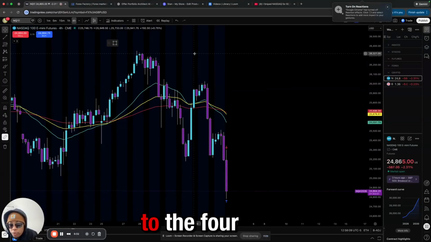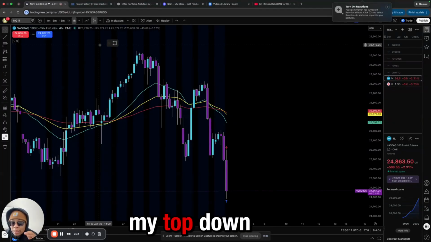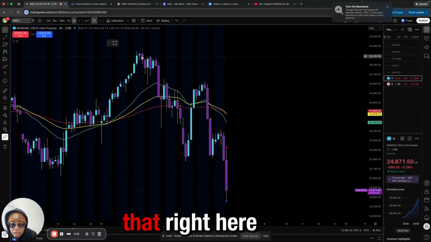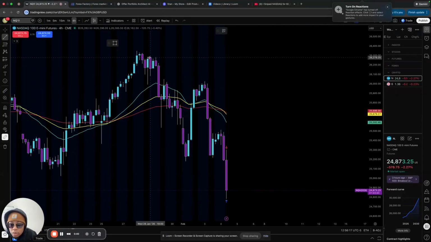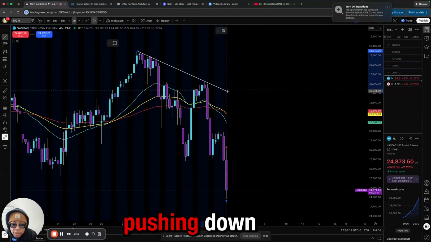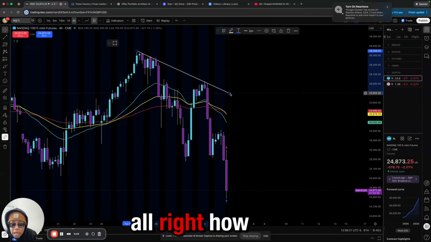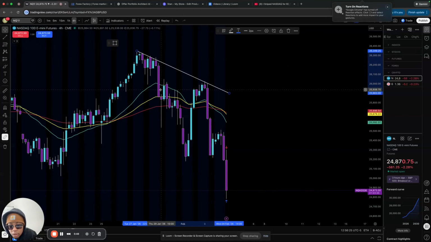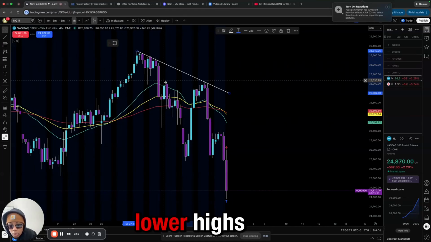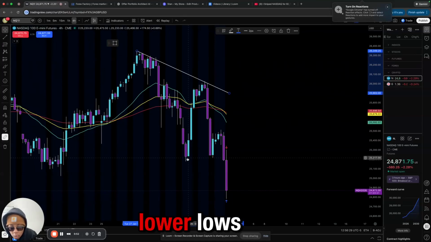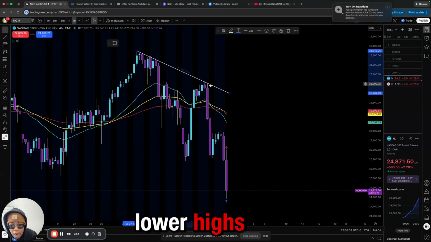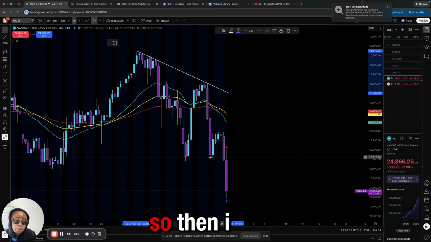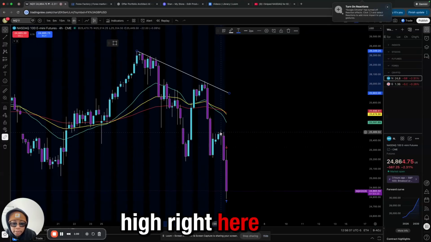So I come to the 4-hour time frame because I do my top-down analysis. All right. So I see that right here, the market is pushing down. How do I know that? Because I see lower highs, lower lows, lower highs, lower lows, lower highs, lower low. All right. So then I see this lower high right here.